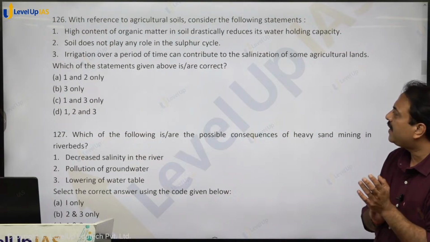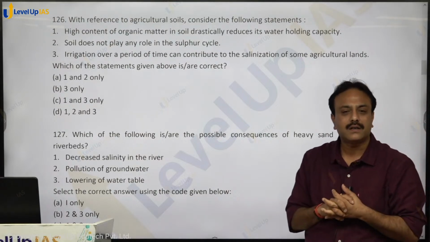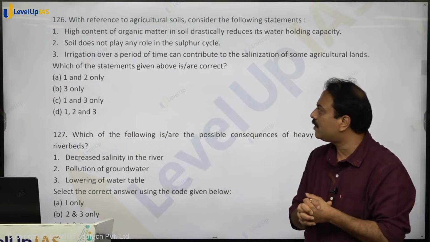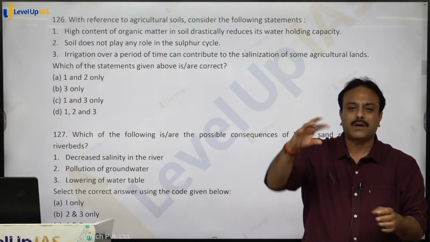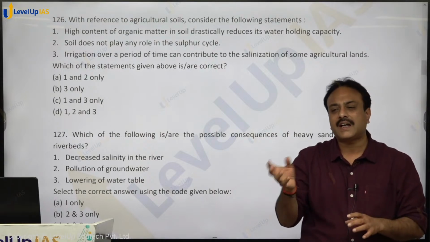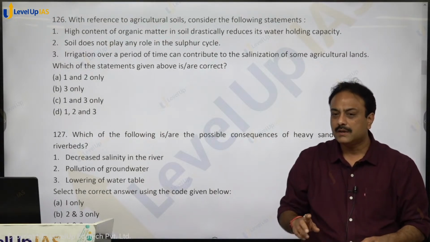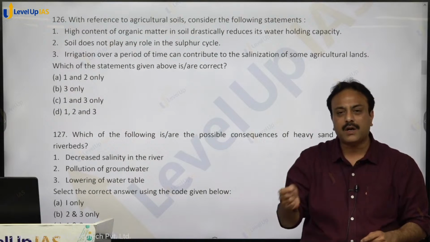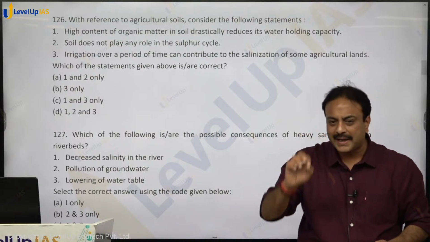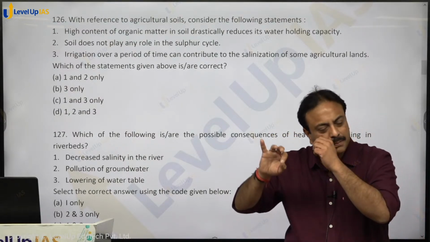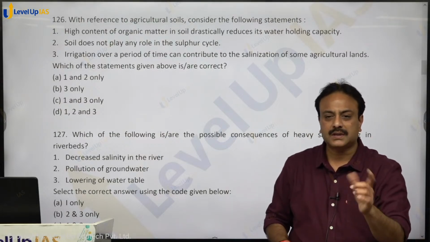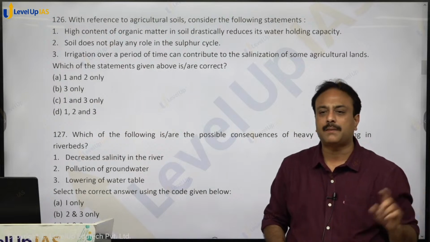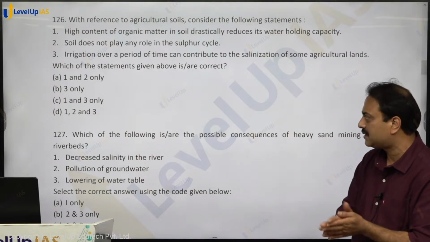Soil does not play any role in sulfur cycle. Soil does what in sulfur cycle? Inorganic sulfur is converted to organic, organic to inorganic, so that it can be used by the plants. So in the sulfur cycle many of the organisms, microbes, bacteria present in the soil change the form of sulfur so that it is usable by the plants. So it plays a role in sulfur cycle.